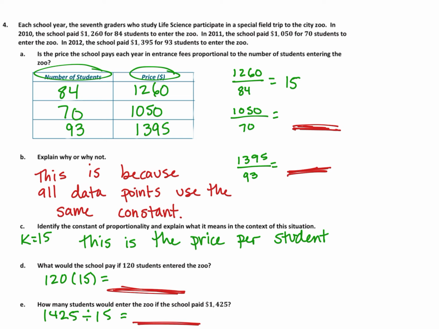So you've got 1, 2, 3, 4, and then also answer the question in part A.